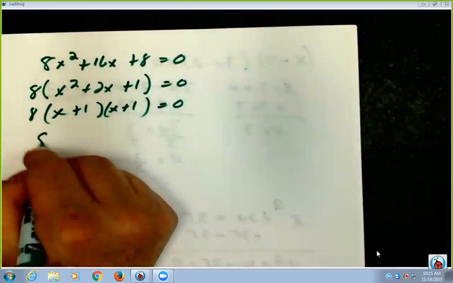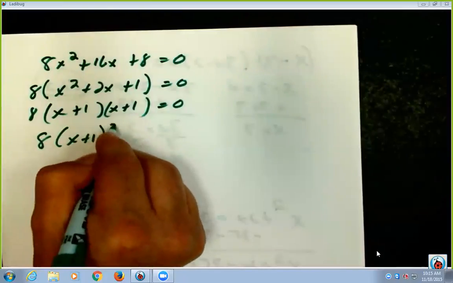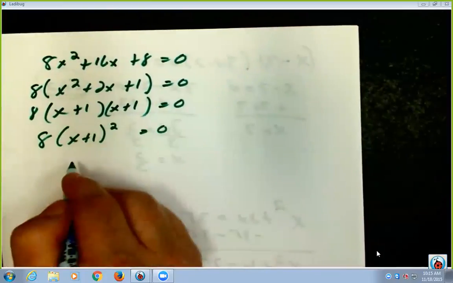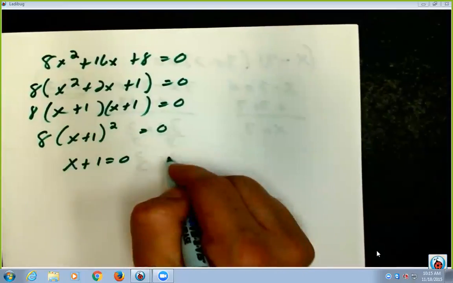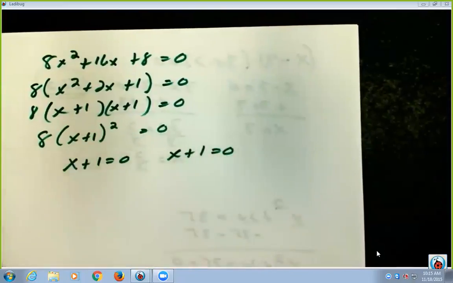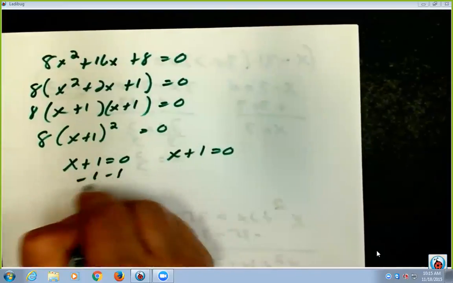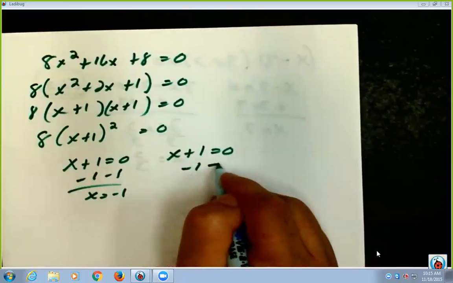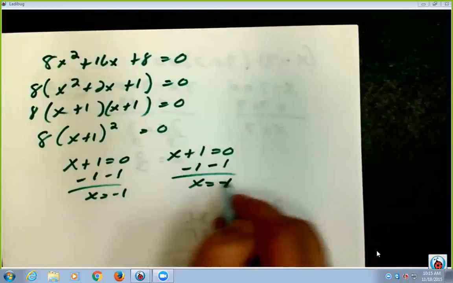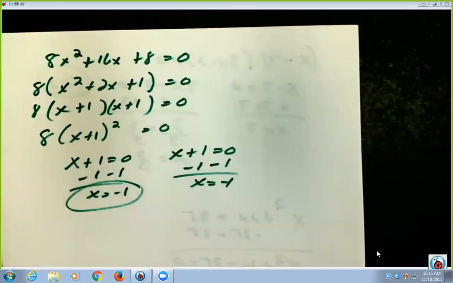So really this is 8 times (x + 1) squared. Or really I only have one thing, because if I set both of these equal to 0, what happens? They're both identical, right? So I minus 1, so I get x equals negative 1. And over here, if I minus 1, I still get x equals negative 1. So really, there's only one solution to this.